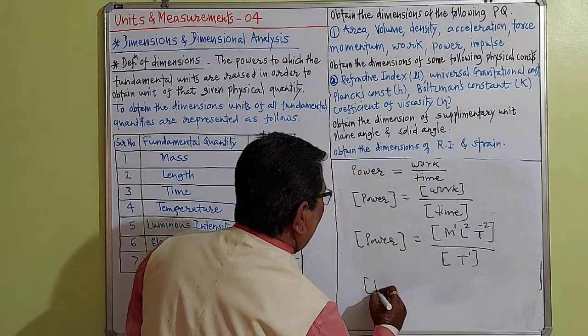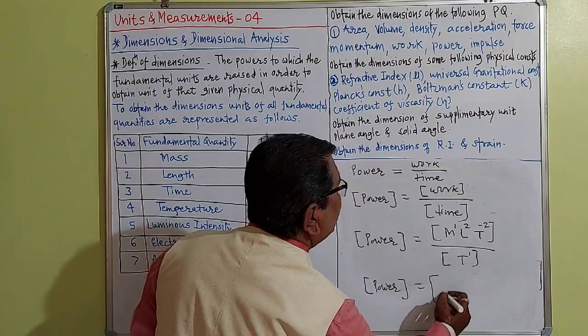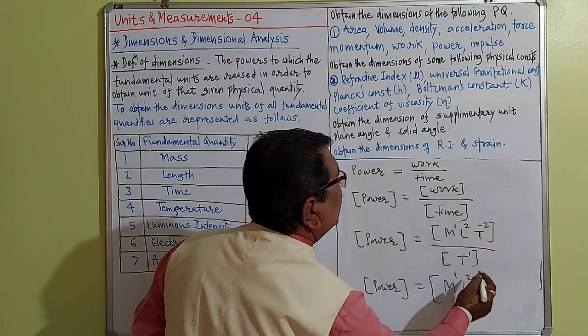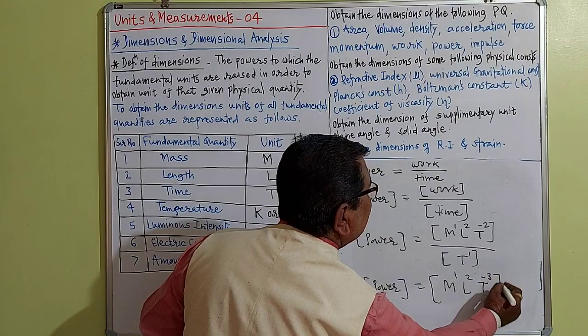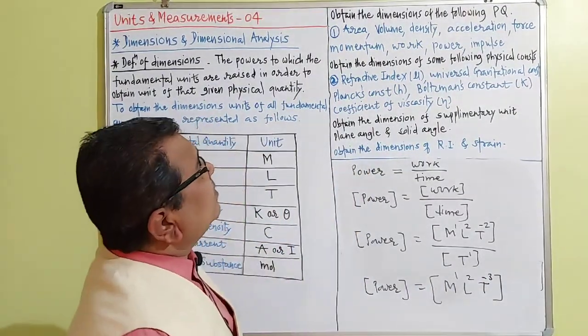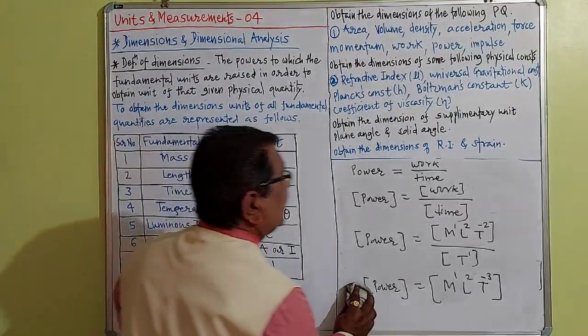So dimension of power we get is what? m1 L2, this goes upward, minus 1 and minus 2, that you will get what? Minus 3. So this is the dimension of power. Take a screenshot. Dimension of power. Pause the video and take a screenshot. Then after that, impulse.